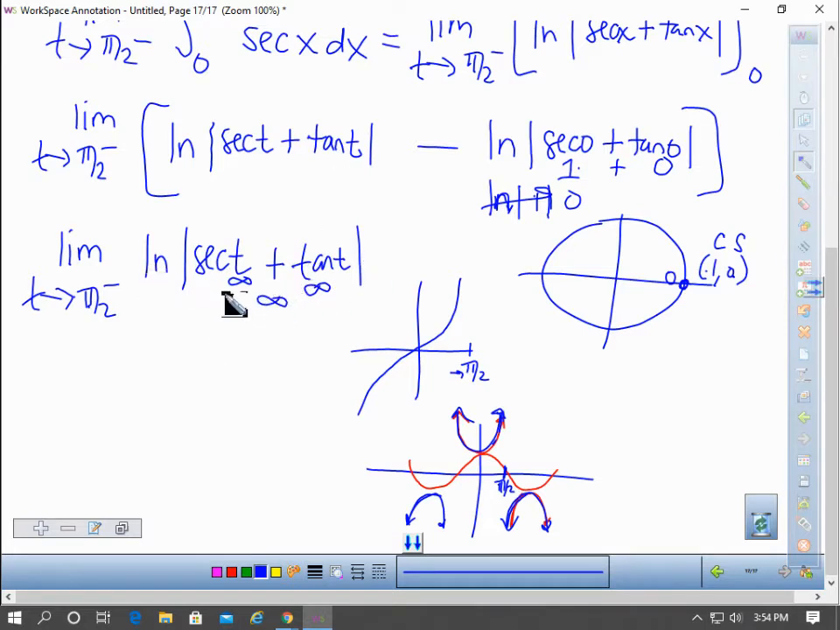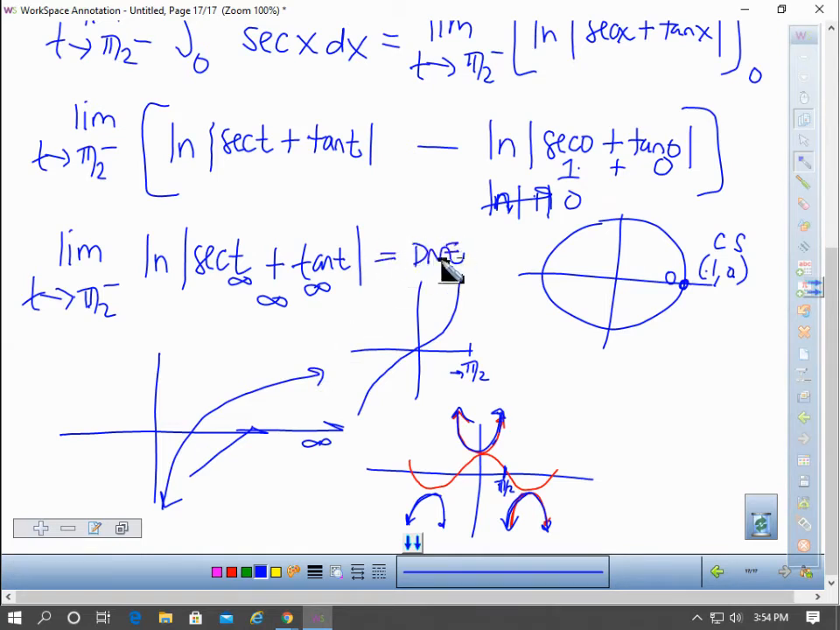So what is the natural log of infinity? Think about what the natural log is doing. As x goes to infinity, what's our y value doing for the natural log? It's going to infinity. So this answer is D and E: it diverges. I know that's multi-step, a million gazillion steps, but you just have to take your time and think through it.